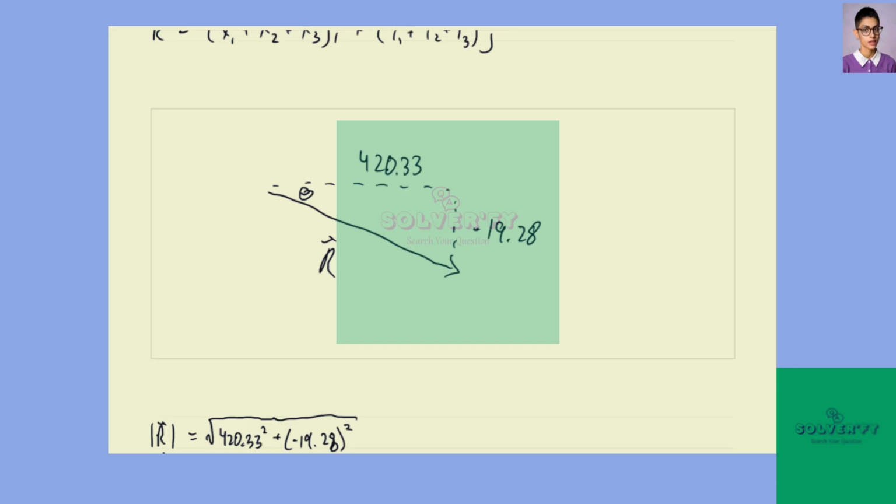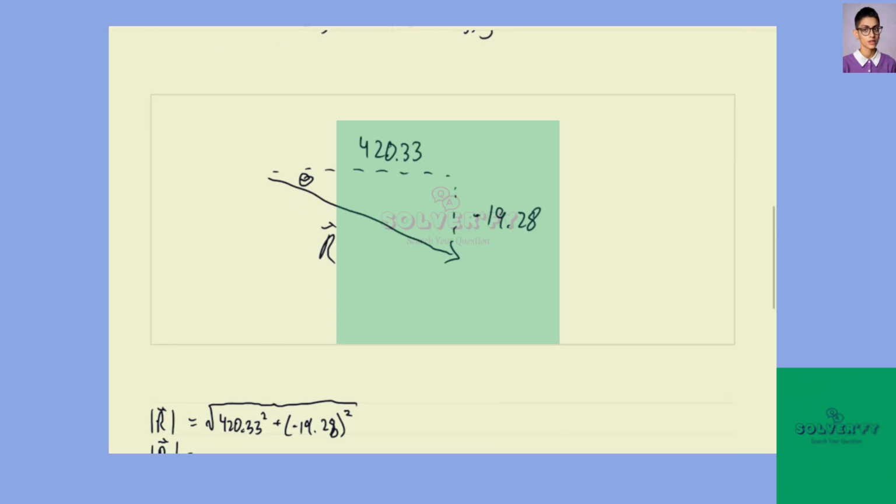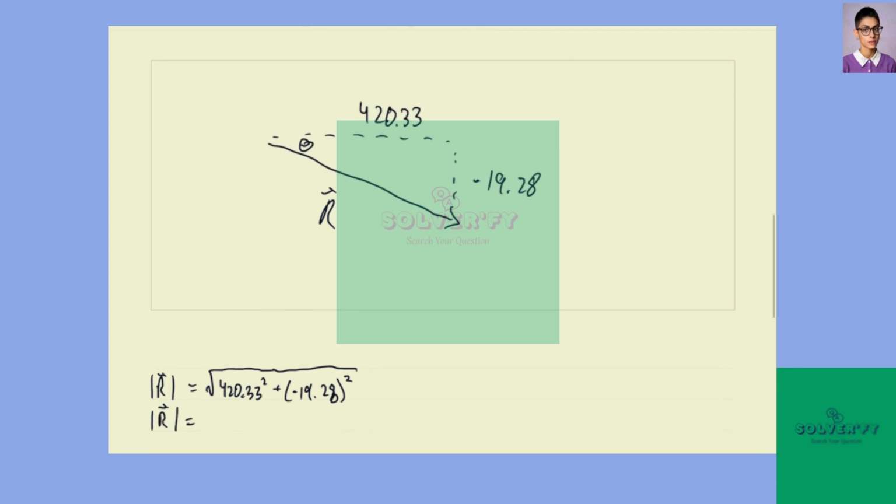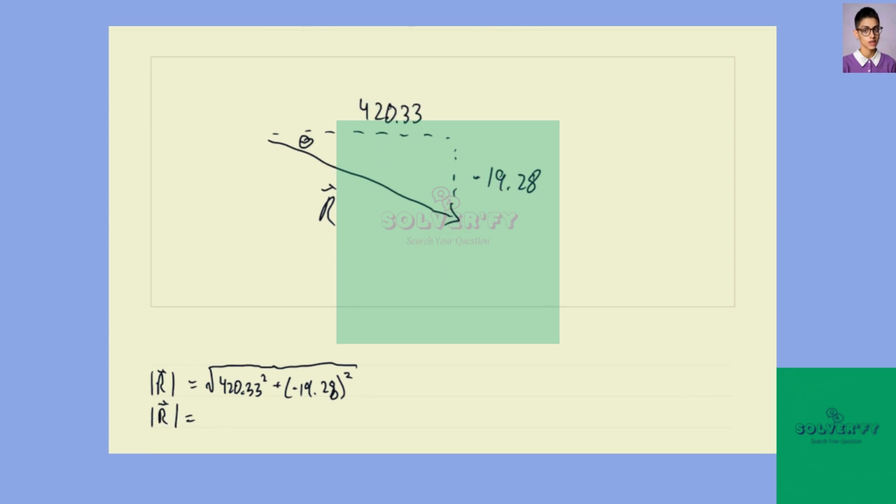Then we can find the magnitude of r using the Pythagorean theorem. We know that the magnitude of r will equal the square root of 420.33 squared plus negative 19.28 squared. This gives us a magnitude of 420.77 meters.